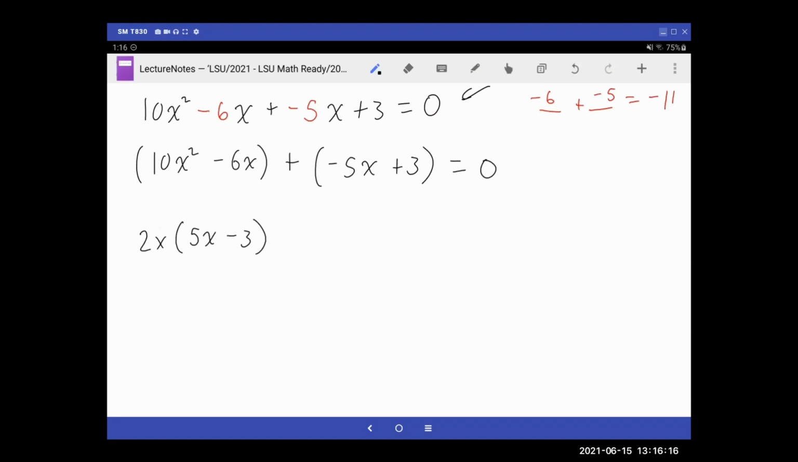Okay. Remember, you can always verify this quickly in your head, right? 2x times 5x is 10x squared. 2x times -3 is -6x, right? So you can check to make sure those two things need to be equivalent, right?